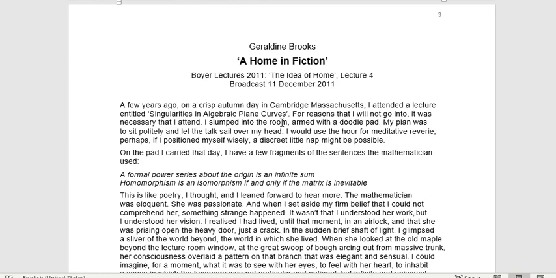All right, so just some mini context. Geraldine Brooks is an Australian-American journalist and novelist. She's worked for the Sydney Morning Herald and the Wall Street Journal, and she was awarded the Pulitzer Prize for Fiction in 2006. So she is a notable and credible writer who delivered this speech as part of the 2011 ABC Boyer Lecture Series.